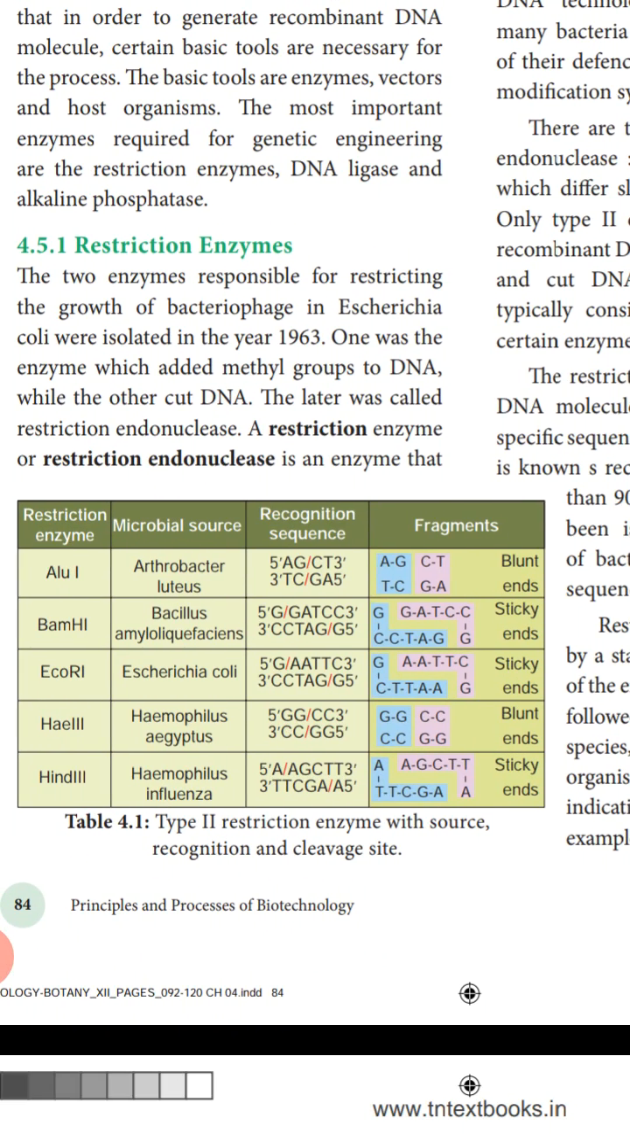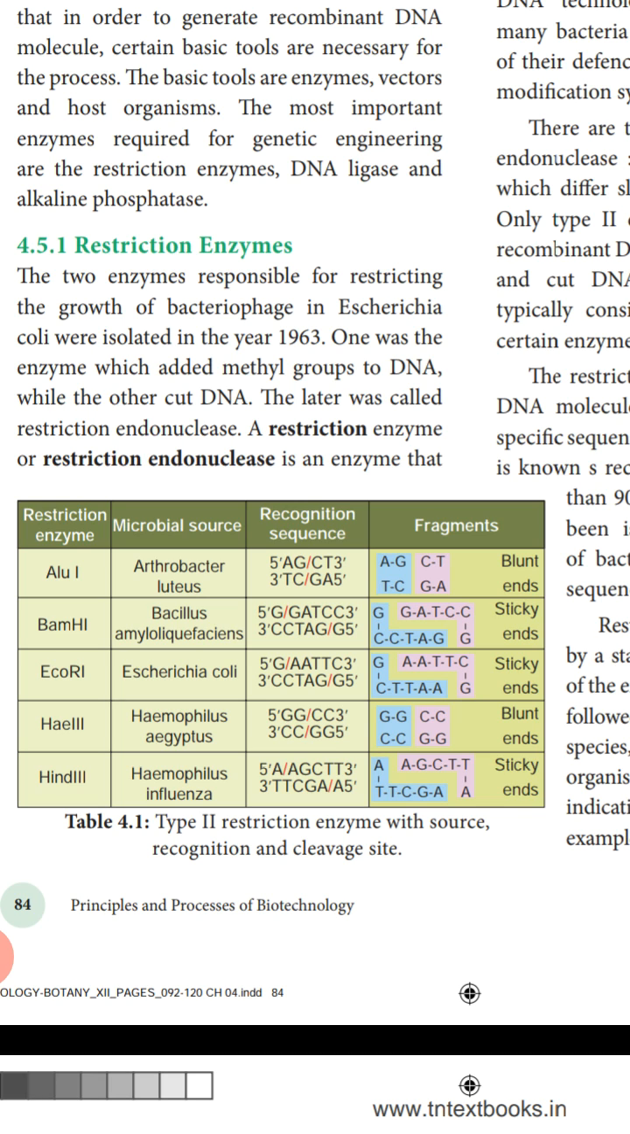First one, restriction enzyme AluI. The microbial source from which we obtain this is Arthrobacter luteus. Here is the recognition sequence. This enzyme identifies the sequence from 5' to 3', AGCT, and the complementary strand from 5' to 3' is TCGA. It will cut the sequence between AG and CT, in a blunt end manner. So we get blunt end fragments, symmetrical ends.